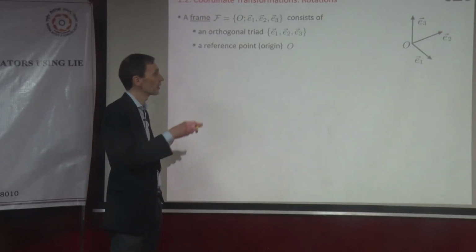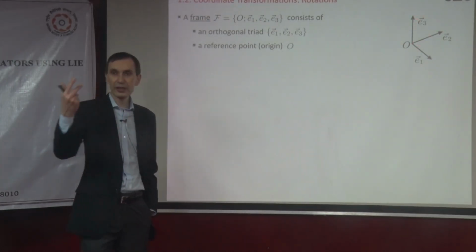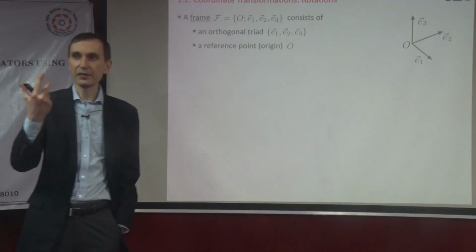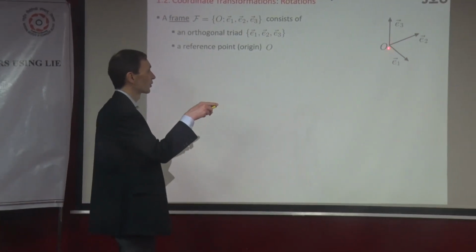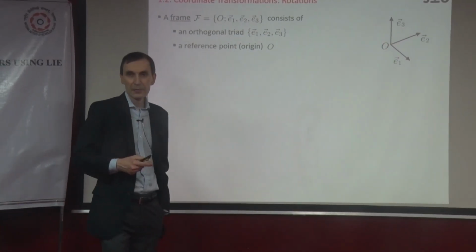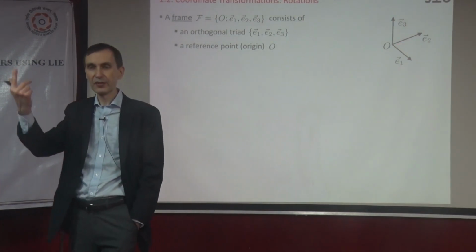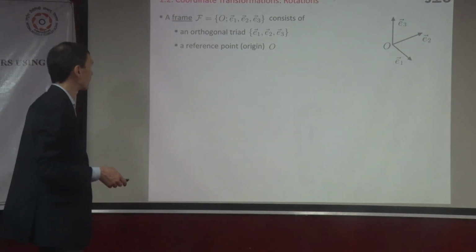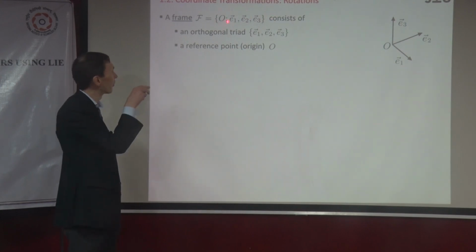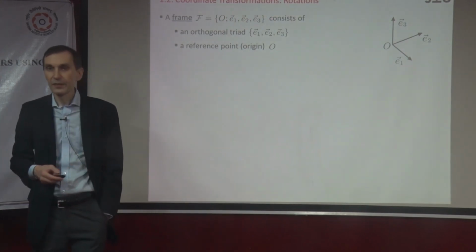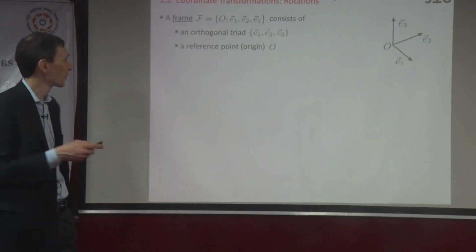A frame is essentially a point. Let's say start with maybe a triad. So we have 3 orthogonal vectors in Euclidean space, and they are located at a certain point. Essentially, a frame consists of 4 elements, the 3 vectors plus a point in space. And just to remember, a point is not a vector. A point is a point, right? So anyway.